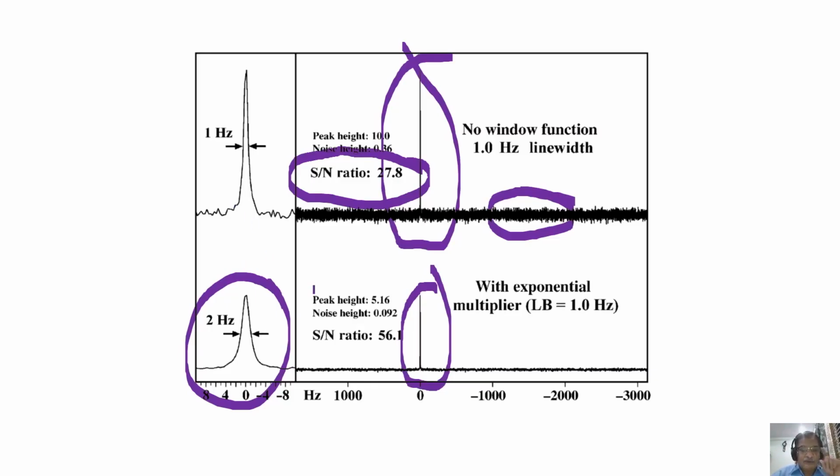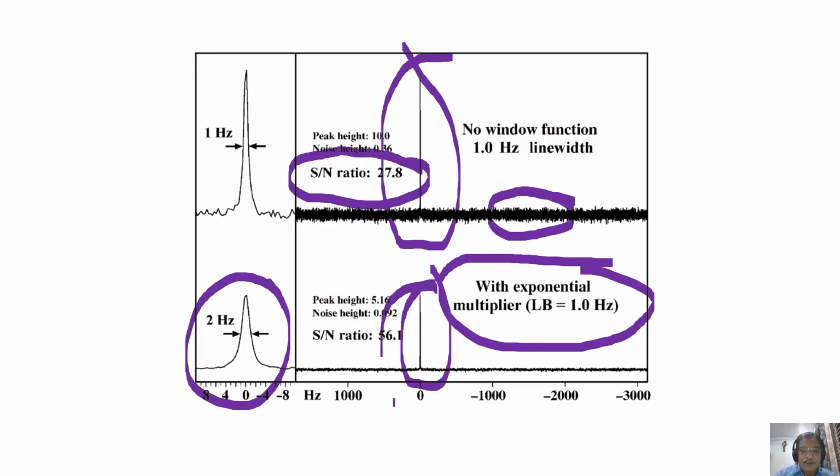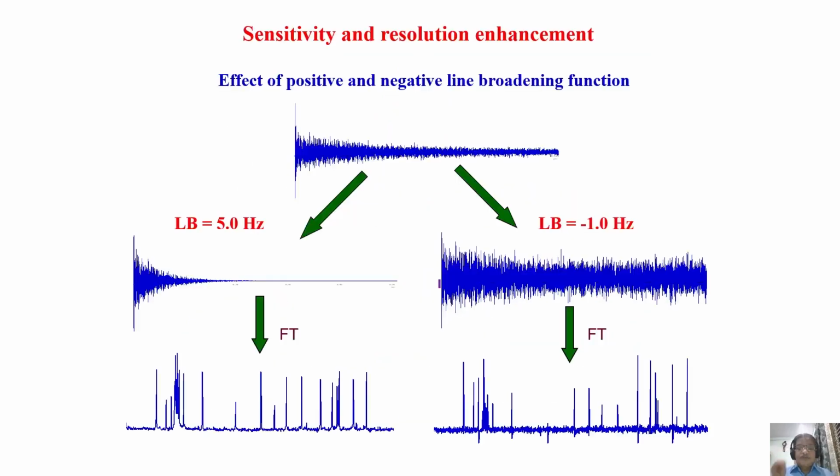Is it clear? So the take home message is, if you use the exponential window function with a certain multiplication factor, it will give rise to line broadening with the benefit of better signal to noise ratio, but with a penalty of losing the resolution. These are the points which you must remember. So look at this one, how the sensitivity gain is there.